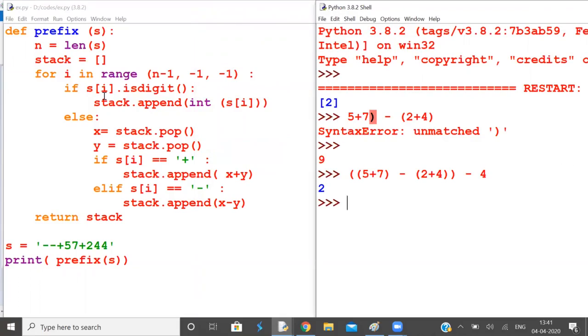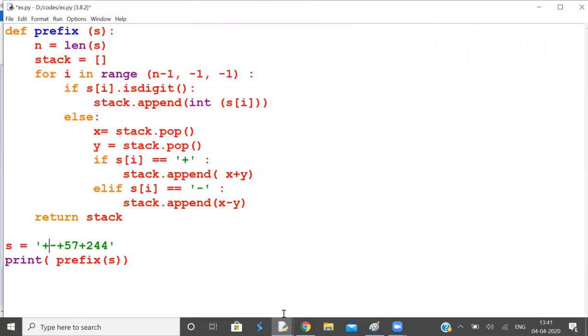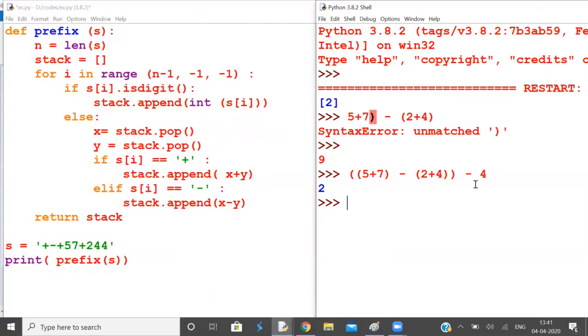Okay. Suppose if I put plus here, then what do we get? This is plus. Okay. And let it be minus. So 12 minus half minus 2, 14, 14 plus 4, 18. The answer should be 18. Okay. Plus 7, 12. 12 minus half minus 2, 14, 14 plus 4, 18. And let us see, what do we get?